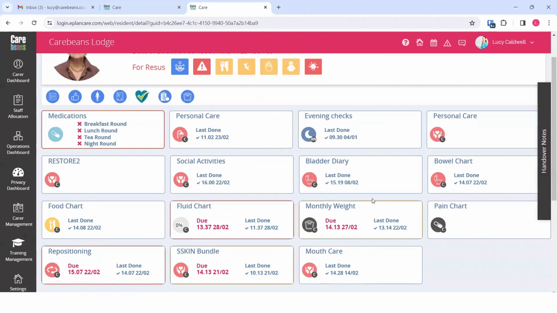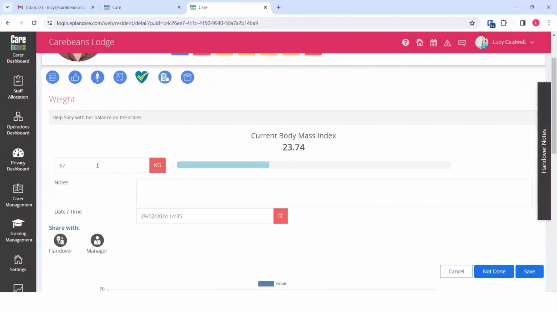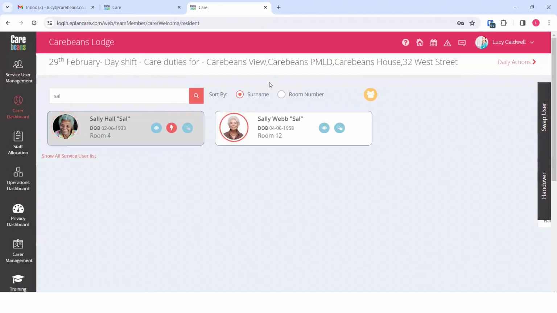And then we've got a monthly weight chart. This one's overdue. That's why it's flashing. So that's what I meant before about putting alerts in place, so I know that needs to be done. So I can do her weight, save that, and it's just another way I can do that style of reporting.